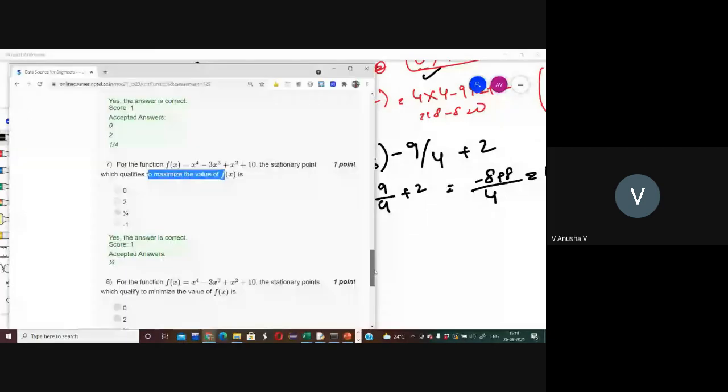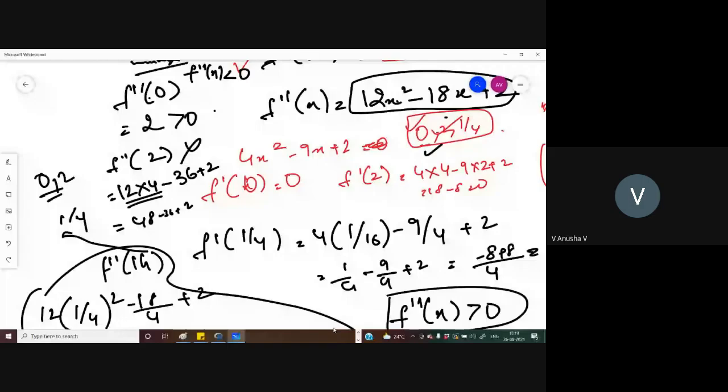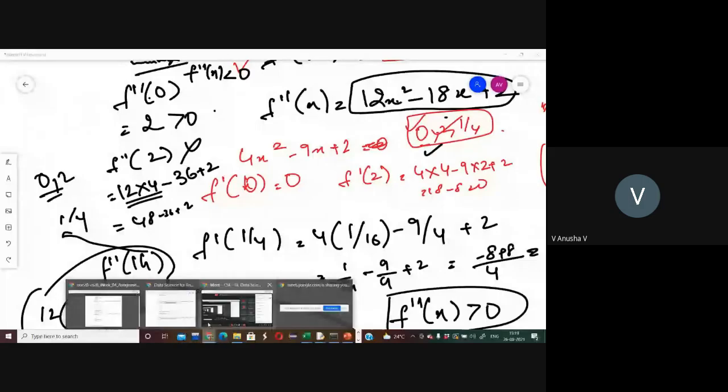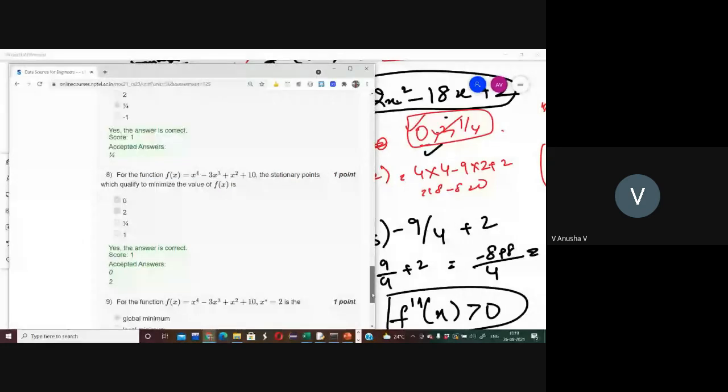So now, for the function, which stationary points qualify to minimize the value of f(x)? For minimizing f(x), the necessary condition is f''(x) is greater than 0. This is the condition for minimizing f(x). Here we already got positive values for 0 and 2, right? So these positive values you need to consider. So 0 and 2 will be the stationary points which are minimizing f(x). Like that you need to find out.